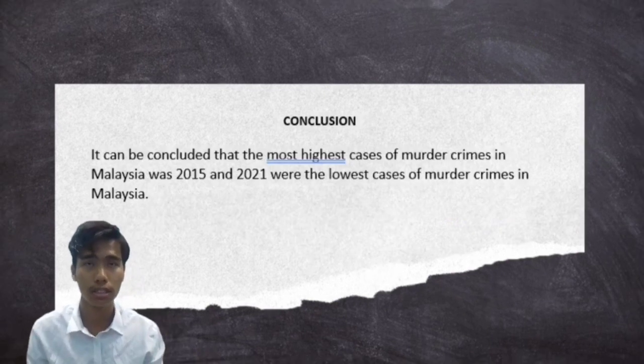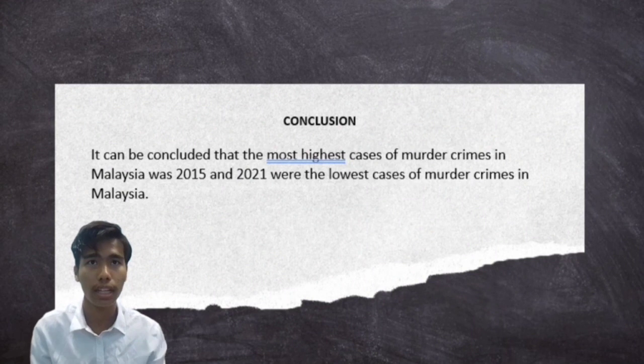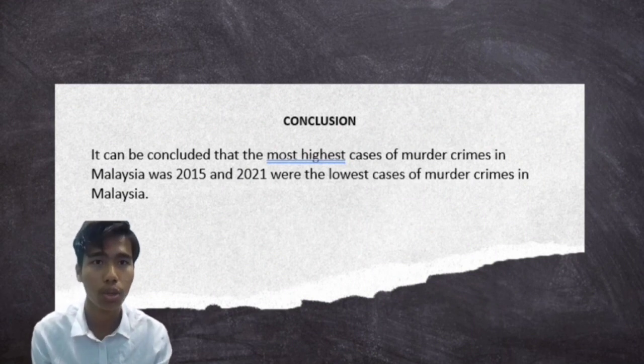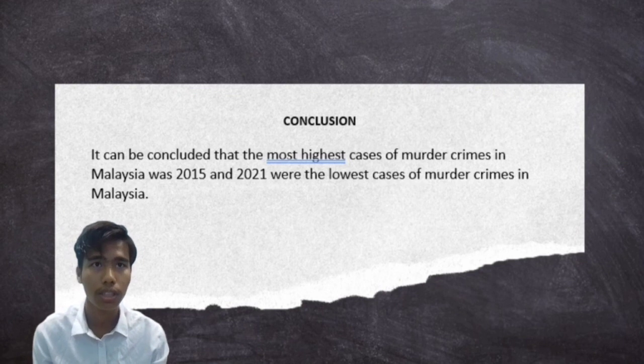For conclusion, it can be concluded that the highest number of murder cases in Malaysia was in 2015 and 2021 had the lowest number of murder cases in Malaysia.